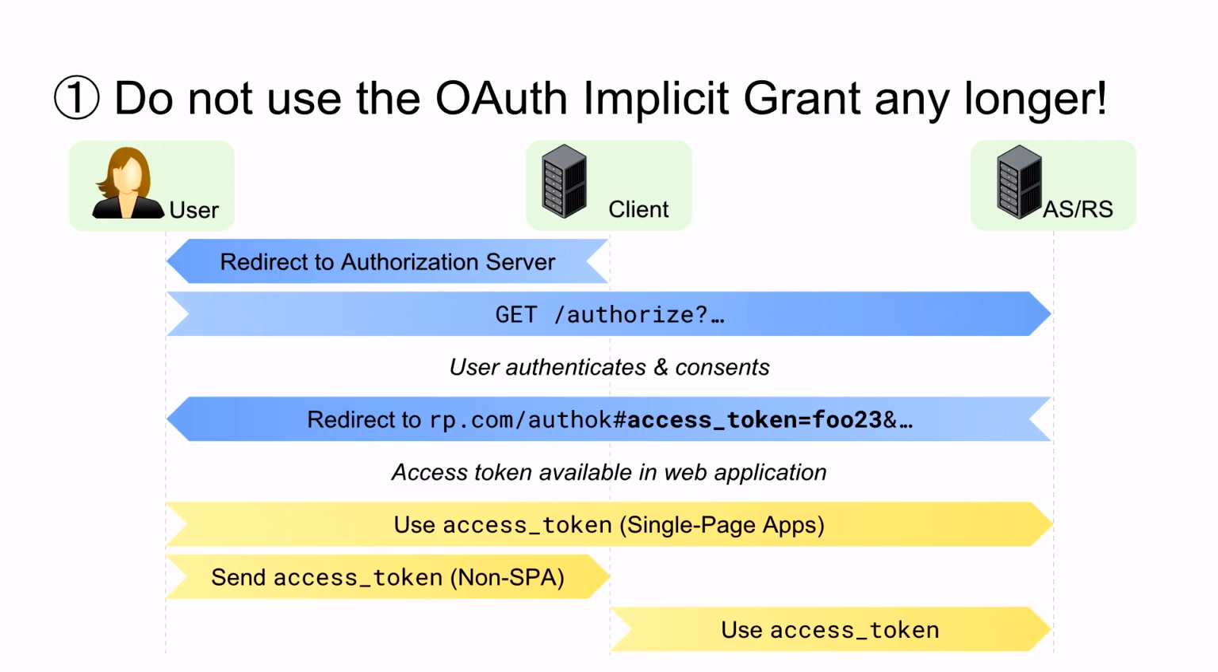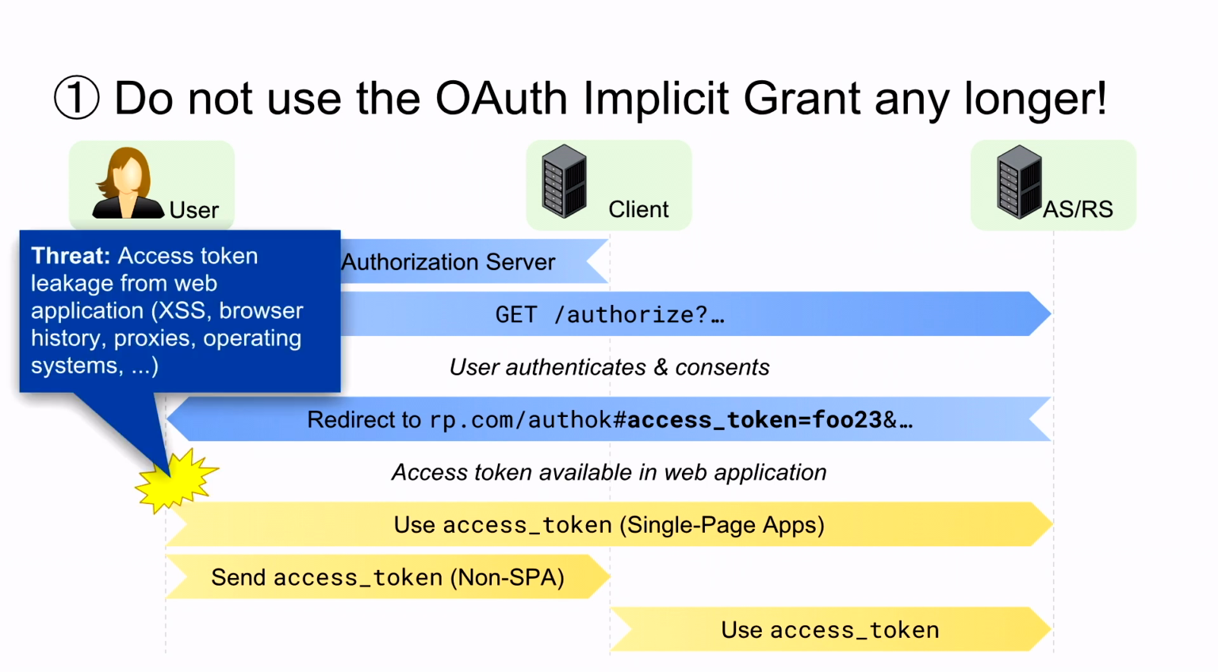Okay, first one, most important one, do not use the implicit grant any longer. While it is perceived by many as being the simpler OAuth, it is mainly the more insecure OAuth, so don't use it. It has so many problems and doesn't provide any defense in depth.